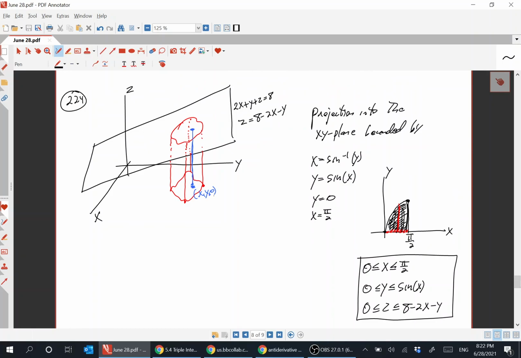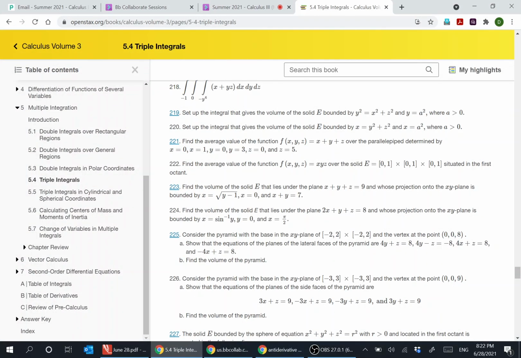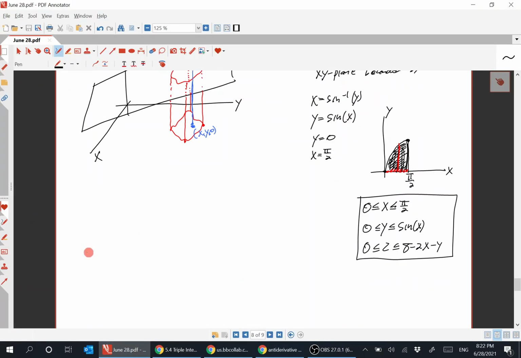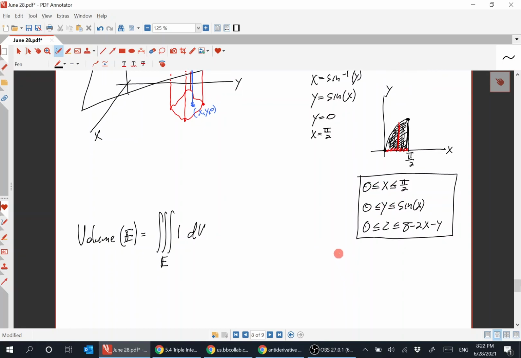What do they want us to do? I'm sorry, 224. Oh, find the volume. So find the volume of that solid. In terms of triple integrals, the volume of E is the triple integral over E of 1 dV. Or you can think of it as the double integral of this function here, 8 minus 2x minus y, over this region for x and y. When you iterate the integral, it just gives you the same thing.